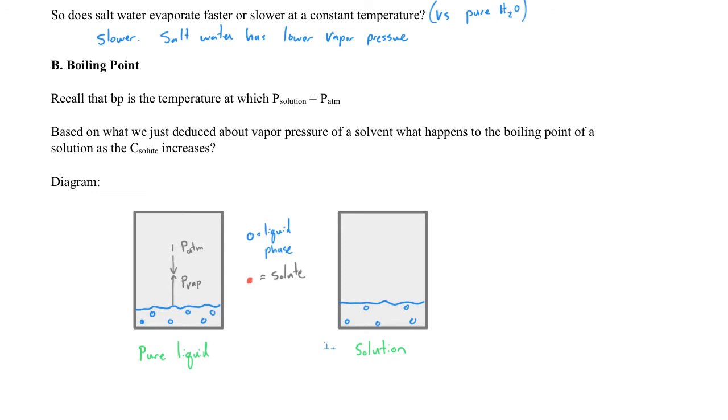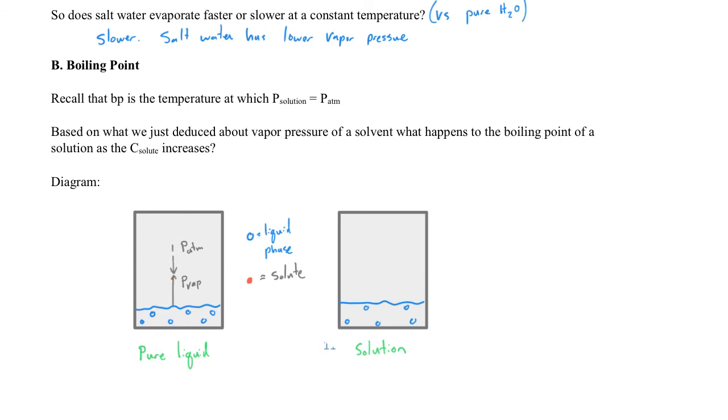Recall that the boiling point is the temperature at which the vapor pressure is equal to the atmospheric pressure. So I've tried to represent the vapor pressure and the atmospheric pressure here in the pure liquid with arrows pointing up and down respectively. Now notice that these arrows are the same height.